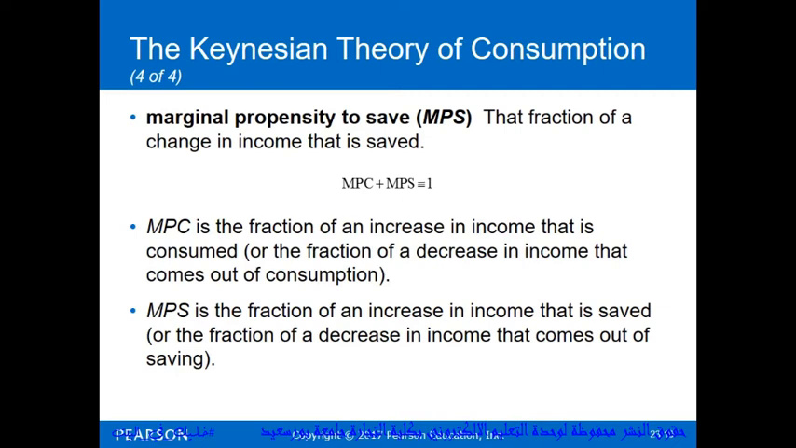Also, we reach the conclusion that the sum of the marginal propensity to save and the marginal propensity to consume is identical to 1. MPC is the fraction of an increase in income that is consumed, or the fraction of a decrease in income that comes out of consumption, while MPS is the fraction of an increase in income that is saved, or the fraction of a decrease in income that comes out of saving.